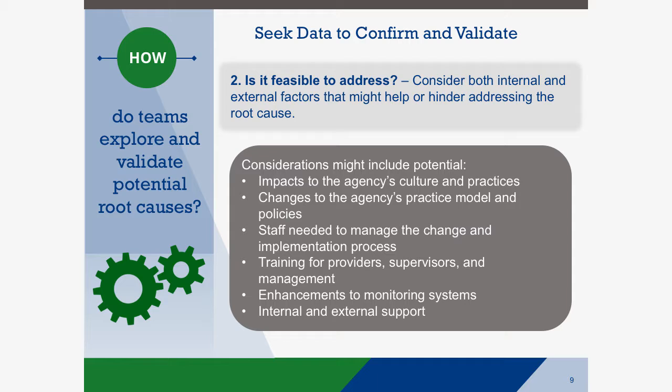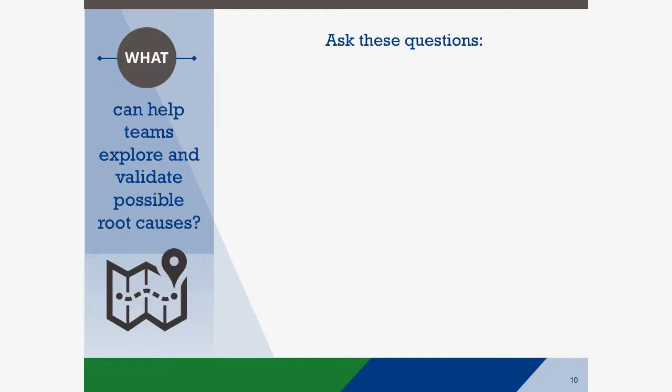Some considerations include how it will impact agency culture, policies, and practice models, the staff that may be needed to implement the change, training for all levels of staff that may be engaged in the effort, as well as any additional supports required, such as monitoring systems and internal or external partnerships. Teams should consider all of the elements that could help or hinder addressing this root cause.